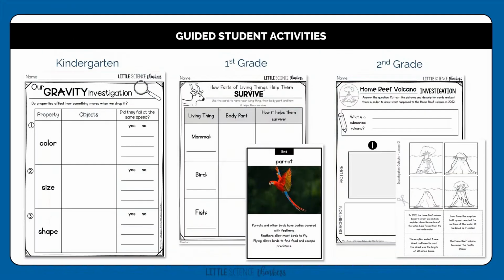So here's a few samples of the guided student activities that are found at each grade level. Here's an example from a kindergarten unit, first grade unit, and second grade unit. These activities are completed either together with your support, or the students can complete them in small groups if you do prefer that way. This is where the students really get to dive into the concepts with your support. So this is that scaffolded support you're giving them.